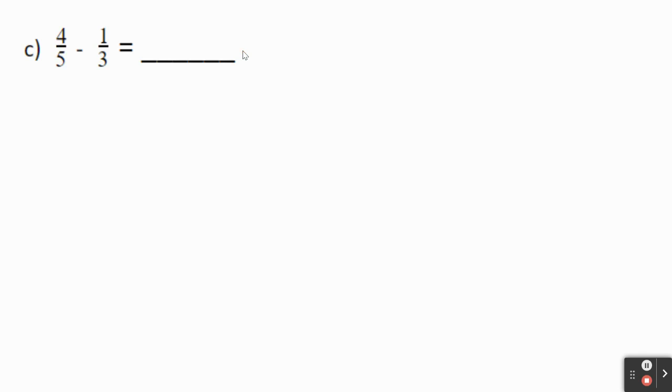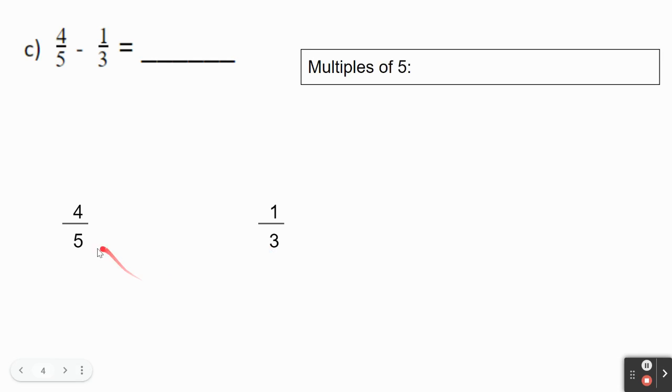Now let's try a subtraction problem. Here we have 4/5 minus 1/3. If we look carefully at our denominators, we can see that they are not the same. So we need to create equivalent fractions so that the denominators are the same. To do this, we're going to list out the multiples of each denominator. Since 5 is our first fraction's denominator, we're going to list out the first 5 multiples of 5. Here we have 5, 10, 15, 20, and 25.